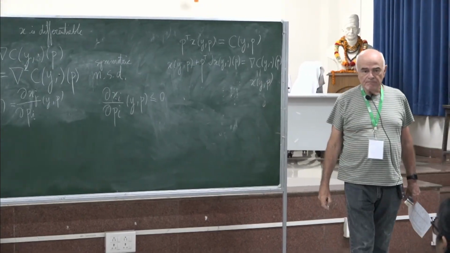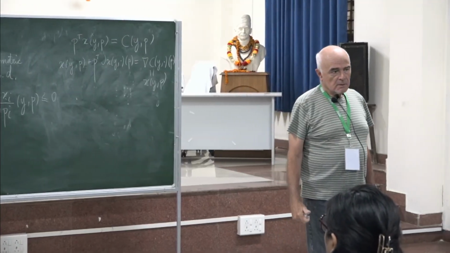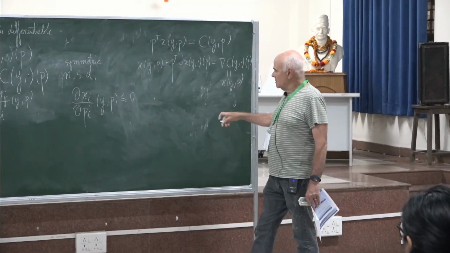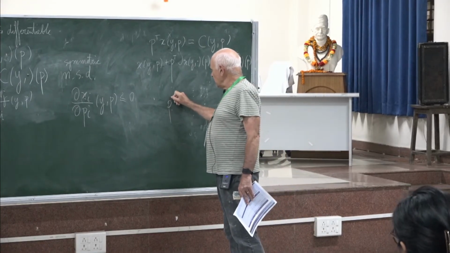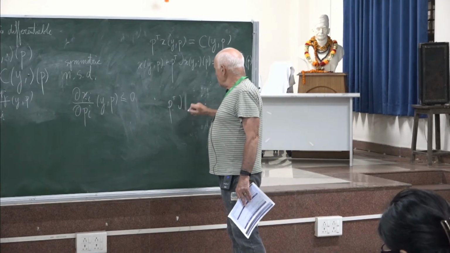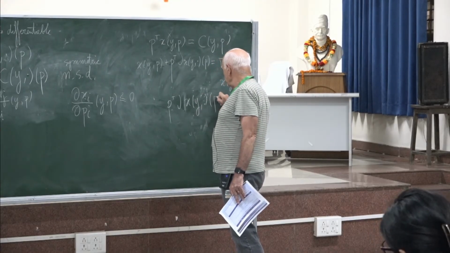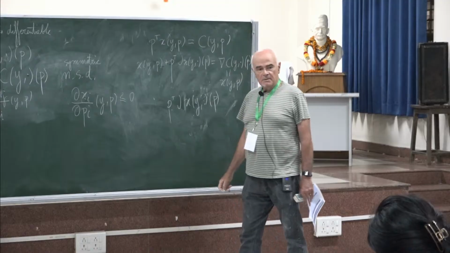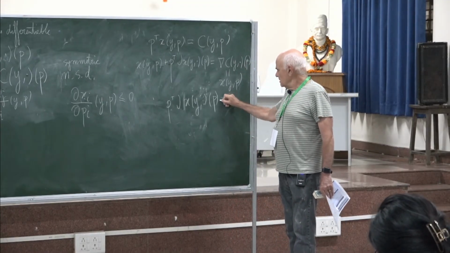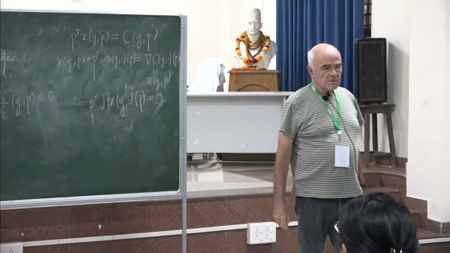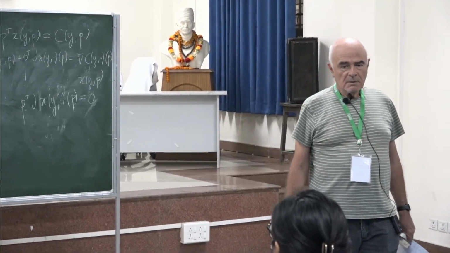Shephard's lemma. The input demand function is the gradient of the cost function. So in this equality, these two terms cancel out. So we get p transpose Jx of y,p is equal to 0. Agreed?